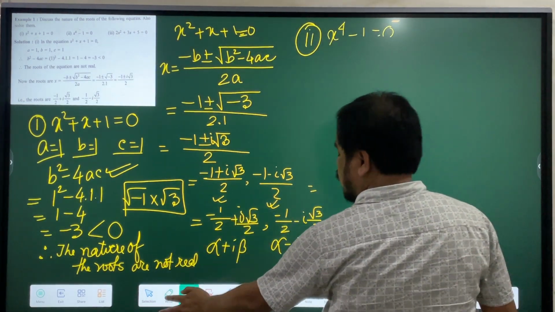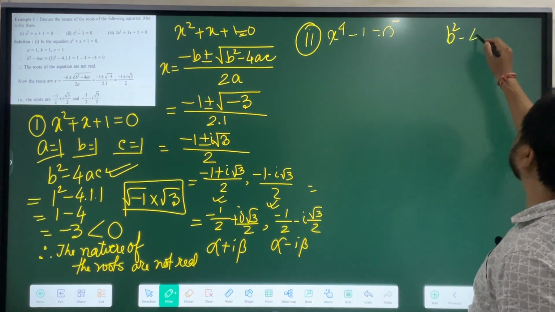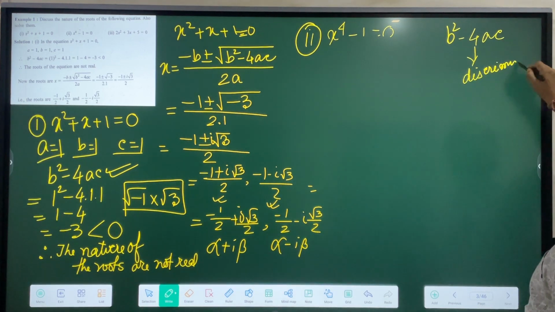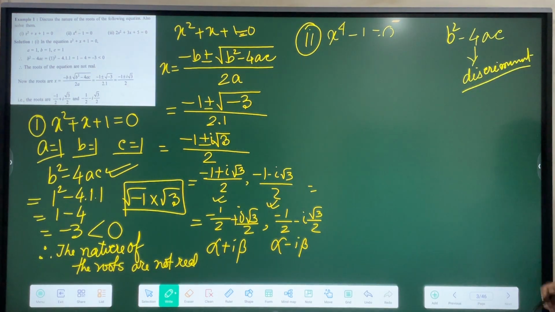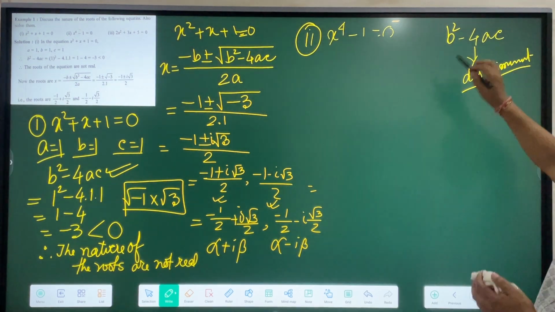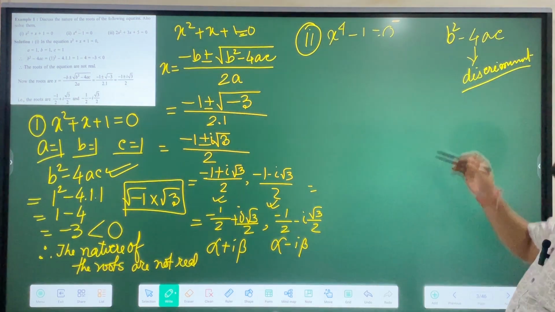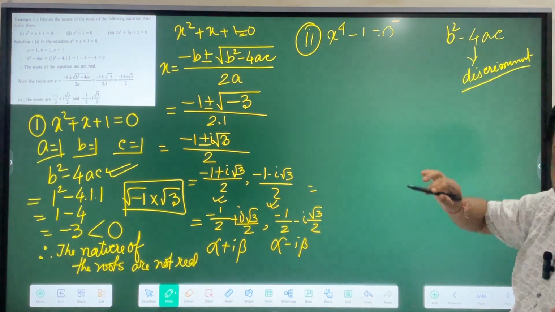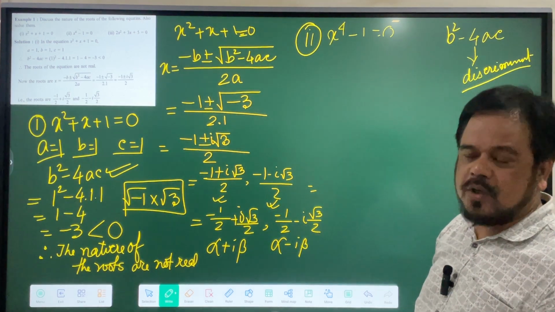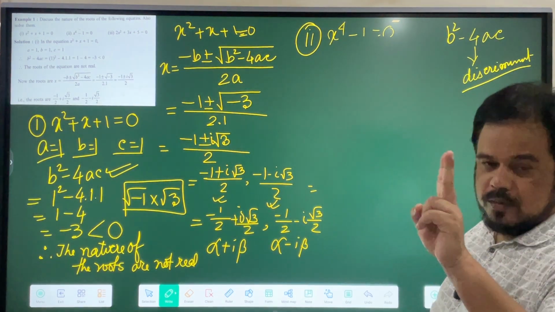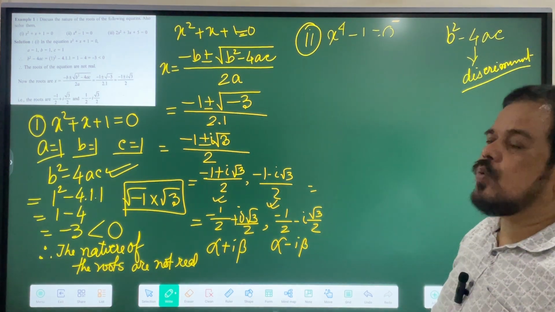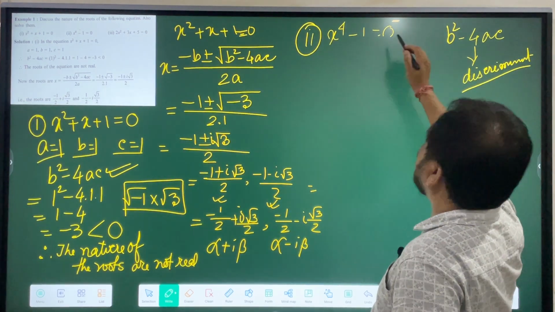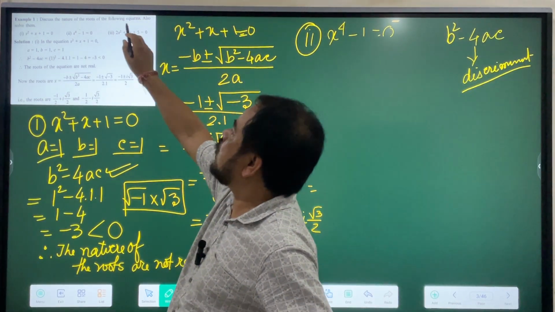I have forgotten to say one name. b square minus 4ac is called a discriminant. Discriminant is what is there in the book, so you can see. But this word is not important. The thing you are learning is important. So b square minus 4ac calculation cannot be done from this, because this is not a quadratic equation. I have told you already the meaning of quadratic equation. If the highest power of x is 2, then only that equation will be called a quadratic equation. So whatever I have shown, just forget about that, because the nature of the roots we are not going to find out. The second question also, solve them.